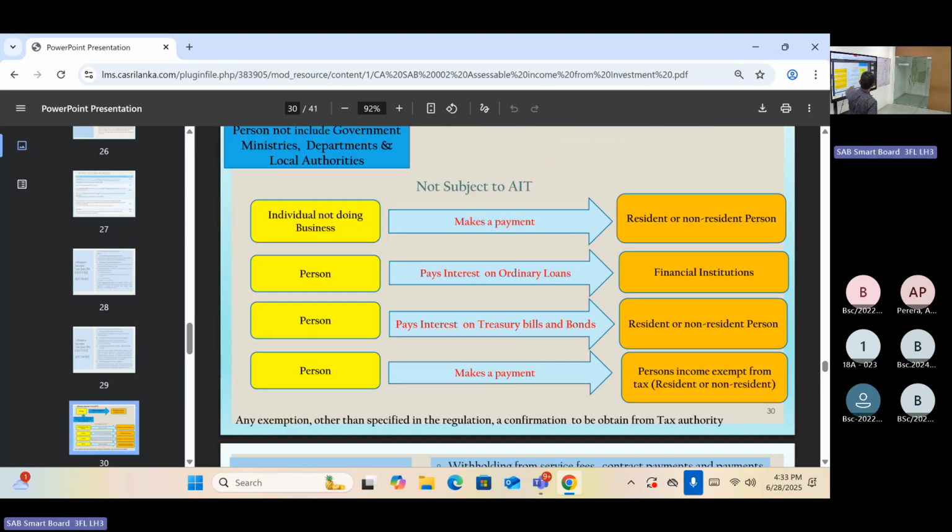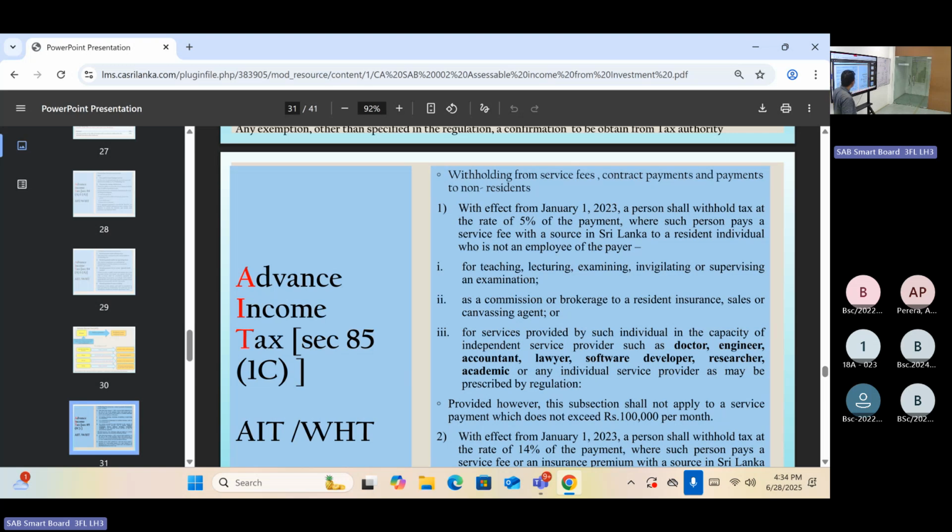In the case of interest on treasury bills and treasury bonds, it is also not subject to withholding tax. If the person is exempt from income tax, again they are not liable for withholding tax. Right. So, what is the responsibility of the payer?